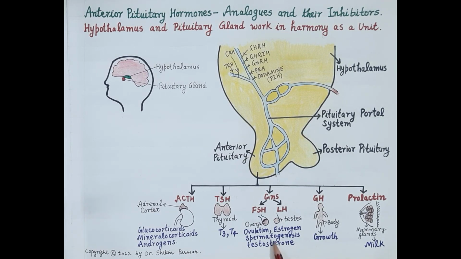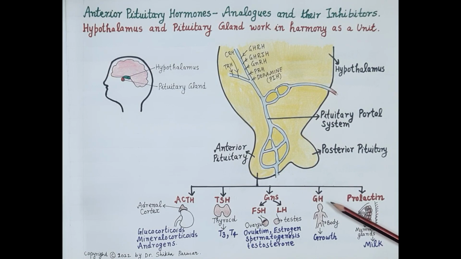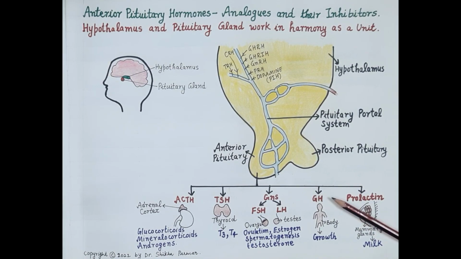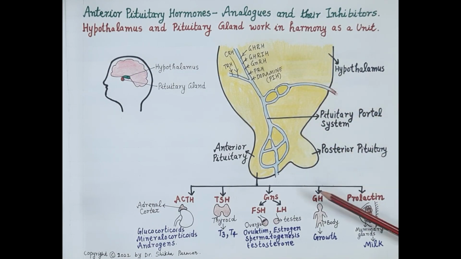Then GHRH, that is growth hormone releasing hormone, stimulates the release of growth hormone from the anterior pituitary. Growth hormone is responsible for the growth and development of the entire body and is specifically required for the growth of skeletal muscles and bones. On the contrary, GHRIH, that is growth hormone release inhibiting hormone, inhibits the release of growth hormone by the anterior pituitary.